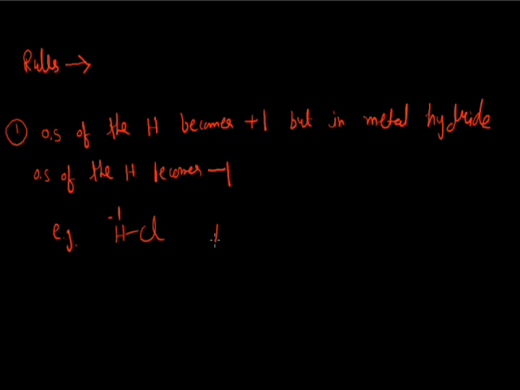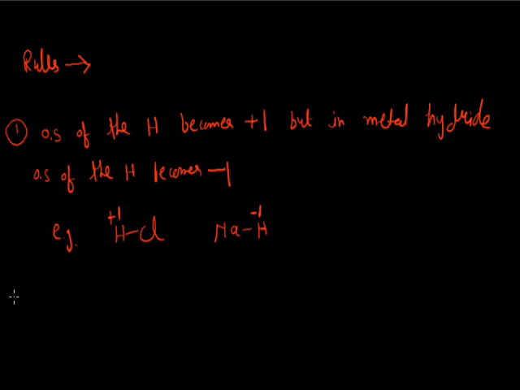But if we take an example of sodium hydride, in this example, hydrogen is bonded with the metal sodium, so that's why it is called metal hydride. And in this example, OS of the hydrogen becomes -1. In HCl, the OS of hydrogen is +1, and in metal hydride, the OS of the hydrogen is -1.